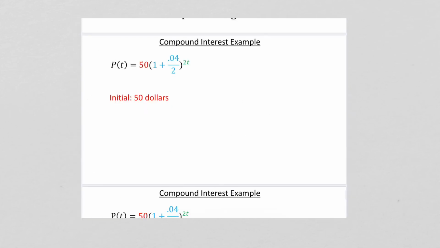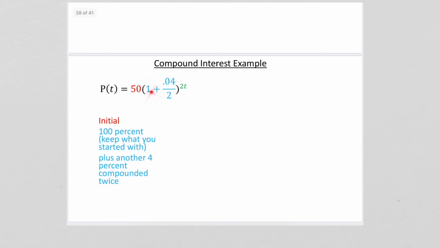Okay, so let's just do an example. Let's say I have 50 times 1 plus 0.04 over 2, raised to the 2 times t. So this 50 is just my initial amount. I'm starting at $50. This blue part means that I'm going to keep at least what I started with. I have 100% of that, which is 1, right? 1 as a percentage is 100%.